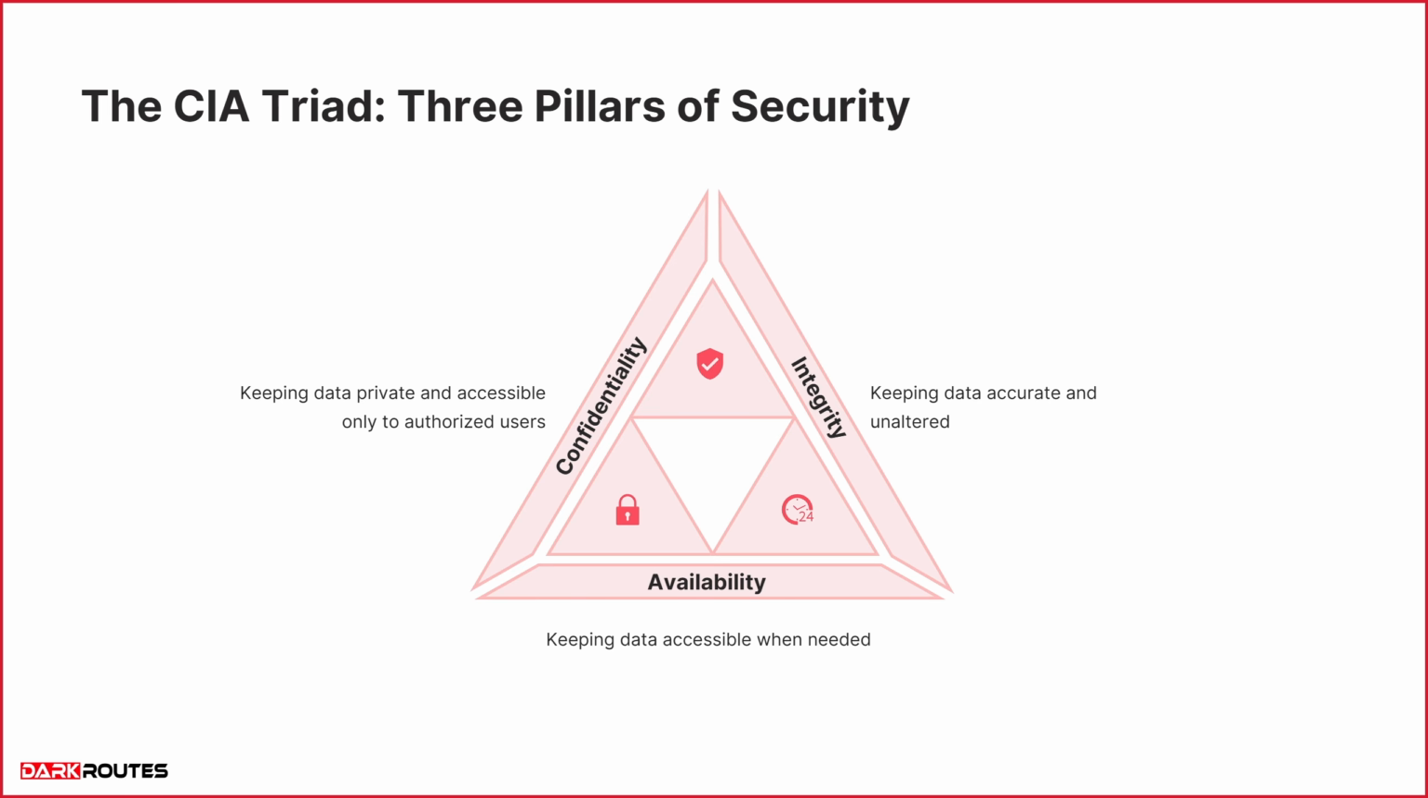Now, technically, there are five pillars: confidentiality, integrity, availability, authenticity, and non repudiation. But the first three are so essential that they are studied and implemented as a triad. That's why we call it the CIA triad. Think of it like a three-legged stool. If one leg breaks, the whole system becomes unstable.